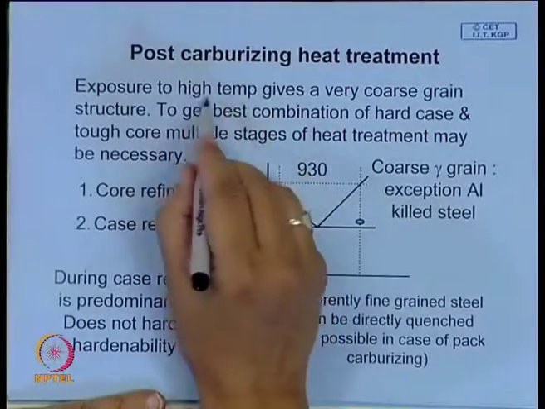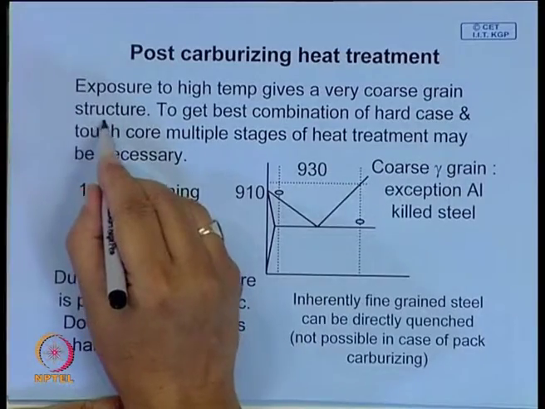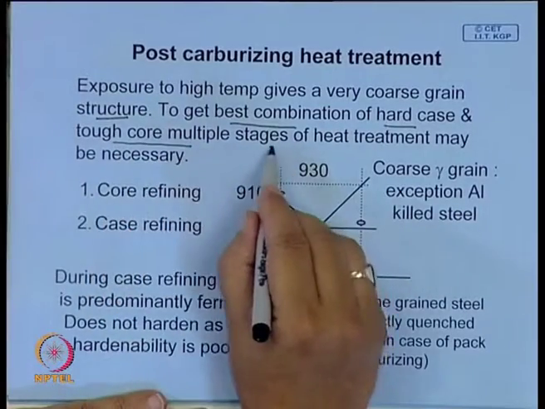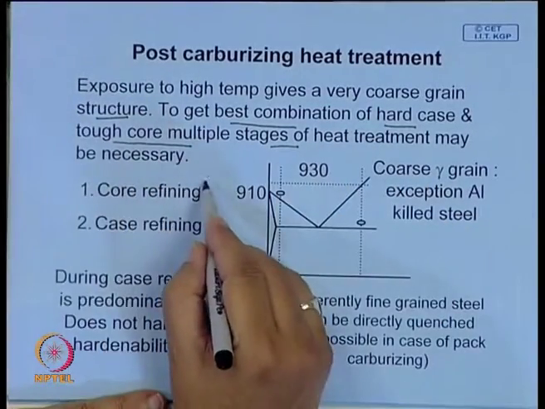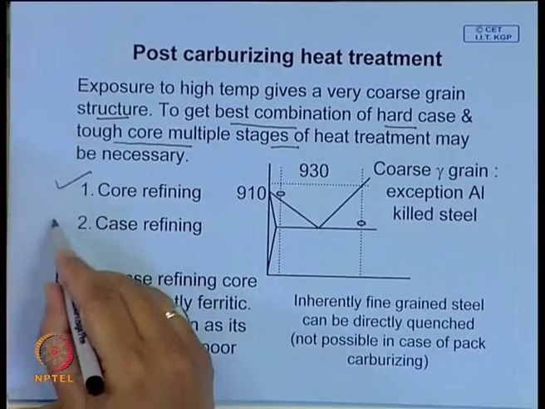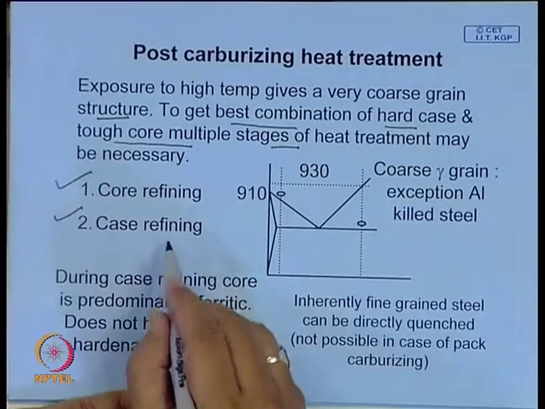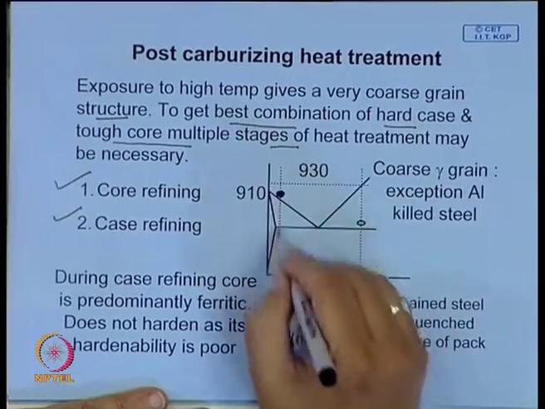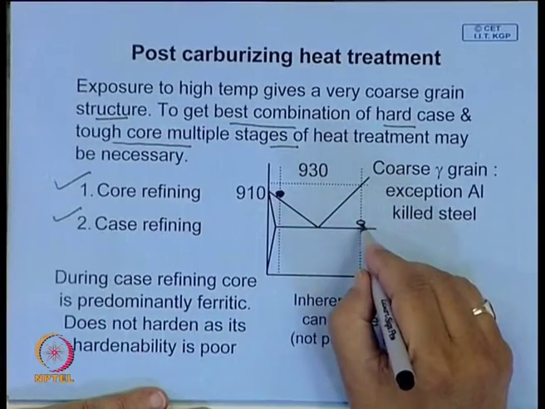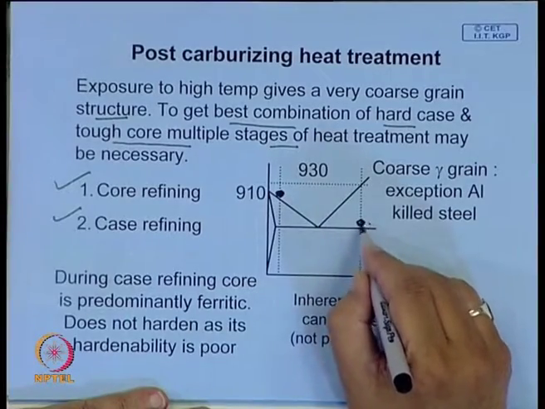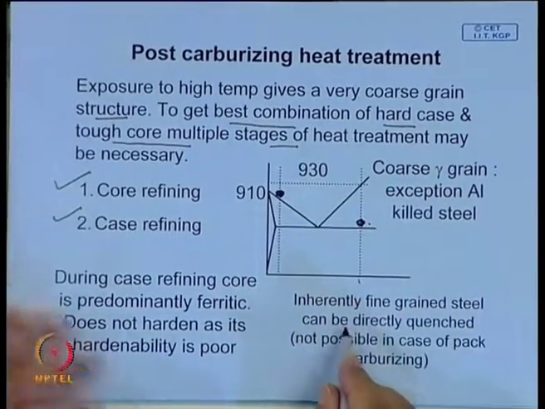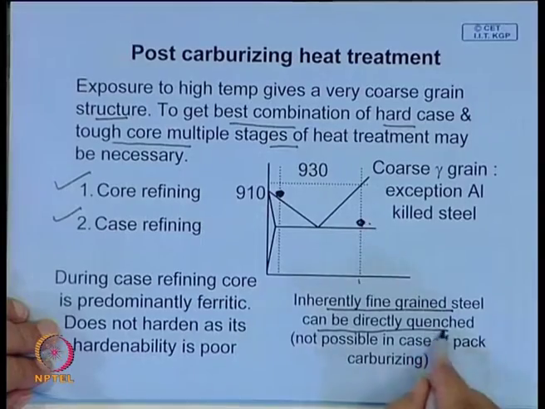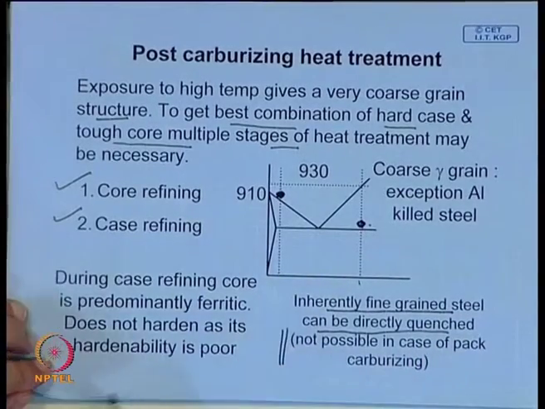Exposure to high temperature gives a very coarse grain structure in the core, and to get the best combination of hard case and tough core, multiple stages of heat treatment may be necessary. So, this is why we talked about core refining, case refining and hardening. For core refining you have to heat it in this region and quench, and for case hardening you come here and from this temperature you give the final heat treatment. And in inherently fine grained steel, the steel can be directly quenched, but it is not possible in pack carburizing.